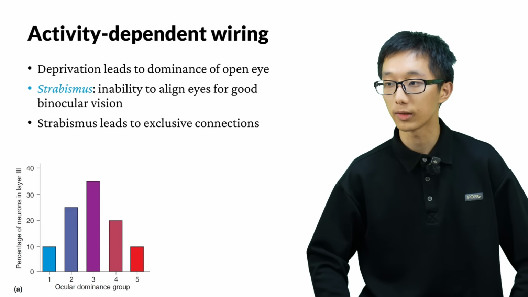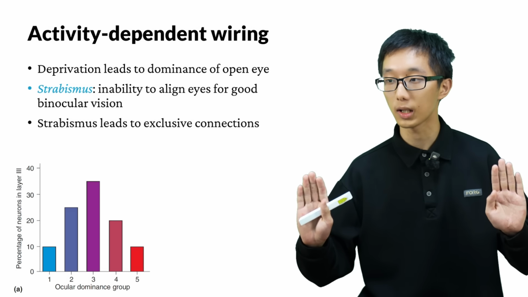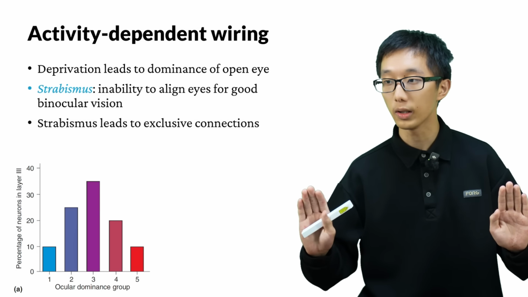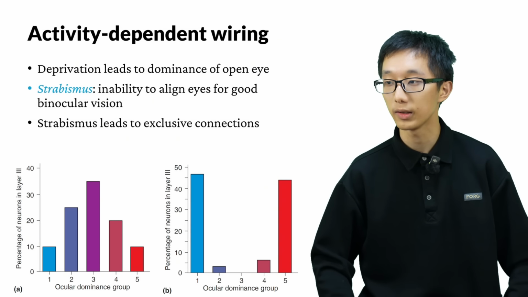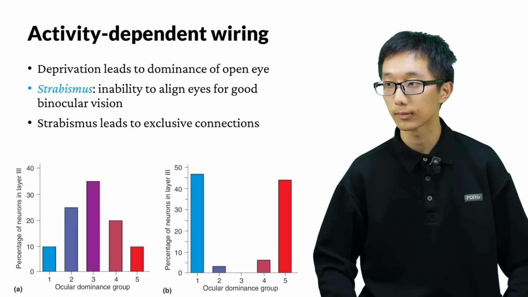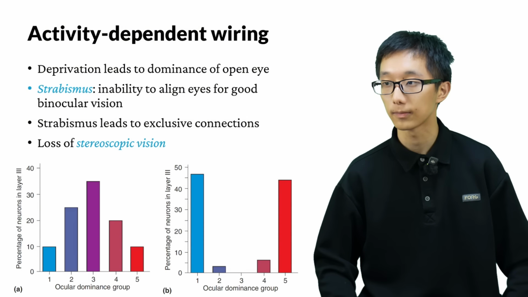Usually, the ocular dominance group is like this. There are few neurons that are dominated completely by one eye, but more that are in between this spectrum. However, in strabismus, most of the neurons are dominated solely by one eye. As a result, strabismus will cause the loss of stereoscopic vision. In other words, with our vision, we cannot sense the depth, the distance between the object and us. We cannot see the three-dimensional aspect of things.